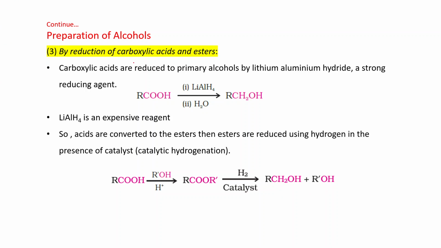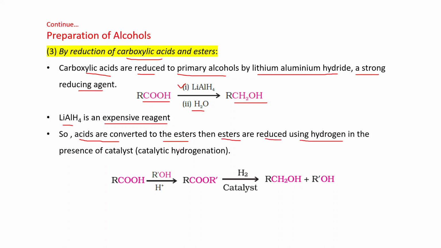Next one is by reduction of carboxylic acids and esters. Carboxylic acids are reduced to primary alcohols by lithium aluminum hydride, a strong reducing agent. This is carboxylic acid. First this reacts with lithium aluminum hydride, followed by hydrolysis. This will give primary alcohol. Lithium aluminum hydride is an expensive reagent. That's why first of all acids are converted to esters by esterification. Okay, and then esters are reduced using hydrogen in the presence of catalyst, that is catalytic hydrogenation.